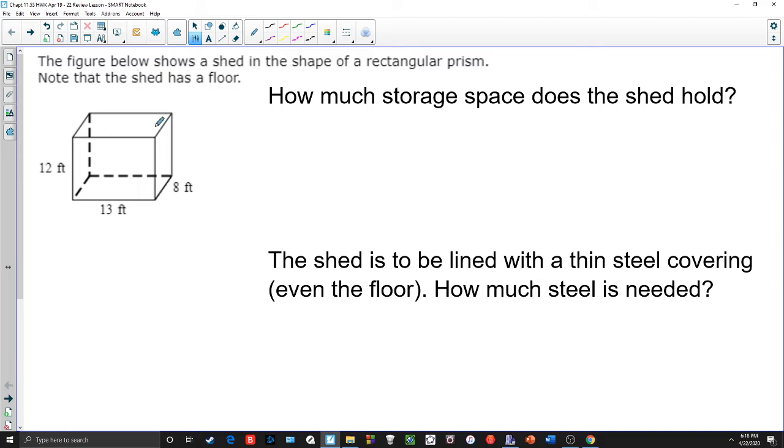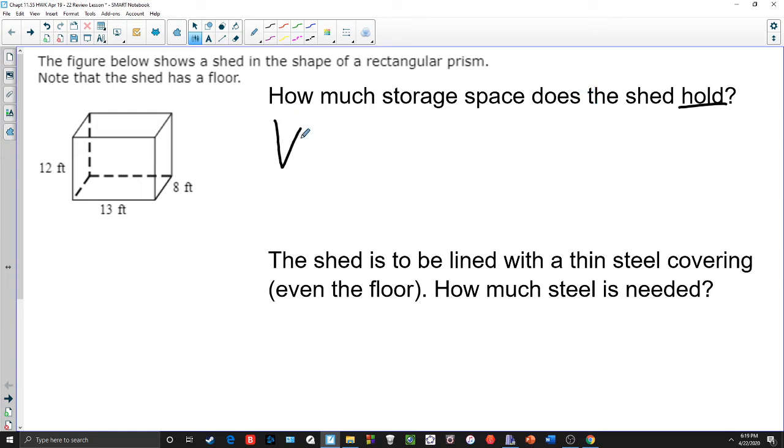We have a shed here in the shape of a rectangular prism, and it says that the shed does have a floor, and it asks how much storage space the shed holds. This type of problem is seeing whether you can deduce whether you're going to use volume or surface area. Remember, surface area is how much stuff would cover the object, like if you were to paint or coat something, how much would you need? Whereas volume is how much space is inside the object or how much space the object can hold, which in this case, how much space does the shed hold? That means we're going to be using a volume question.